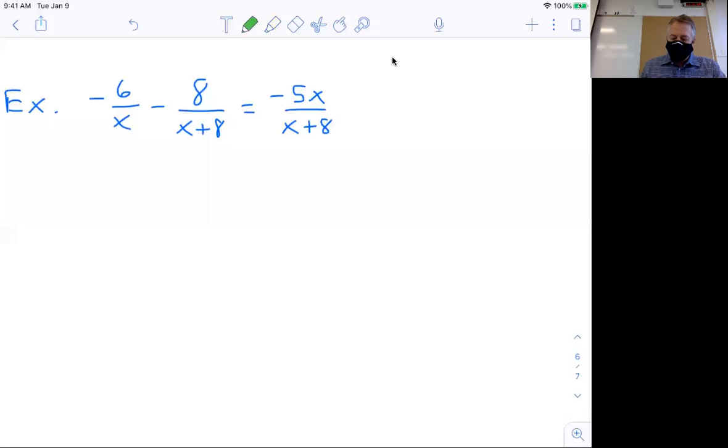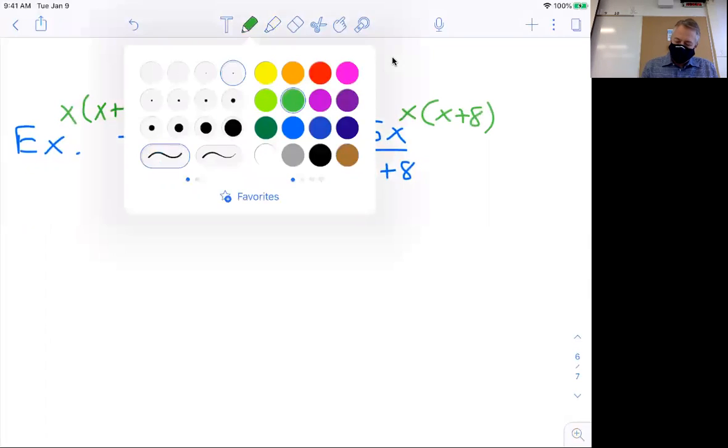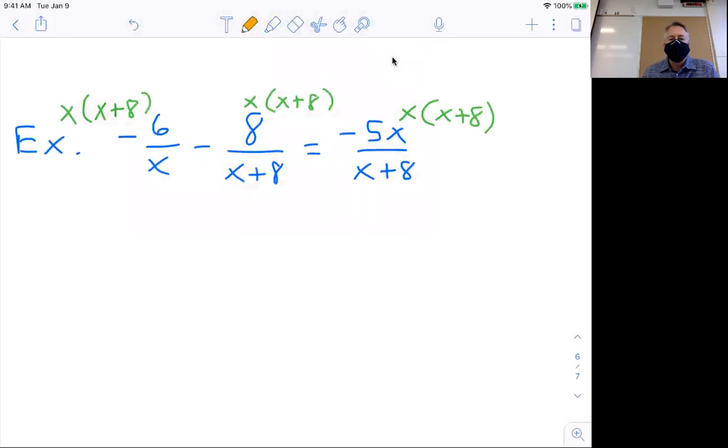So our common denominator is x times x plus 8. So I'm going to multiply everything by x times x plus 8. And our reason for that is so that we can cancel all the denominators. So working left to right, the x's cancel out. And in the middle, the x plus 8 cancels out. And on the right side, the x plus 8 cancels out.